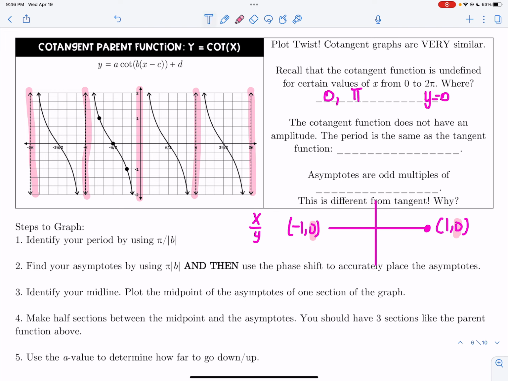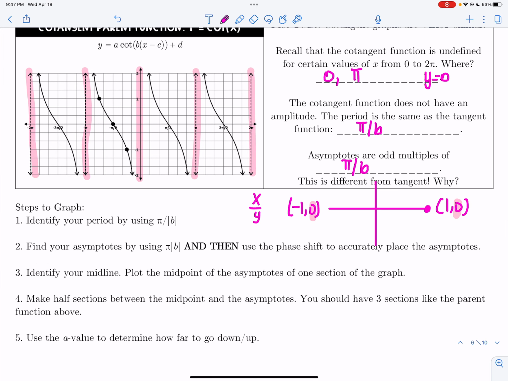The period is still the same, and that's going to be pi over b. And because my asymptotes are multiples of pi, this just tells me that my asymptotes are going to be multiples of pi over b. Unlike pi over 2b, because for tangents, my asymptotes are every pi over 2. You guys can read 1 through 5. It's the same thing that we did with tangents. So hopefully you got that.